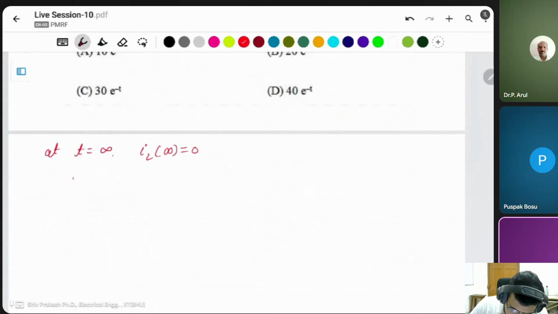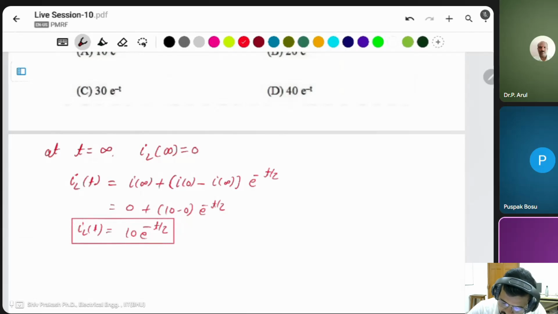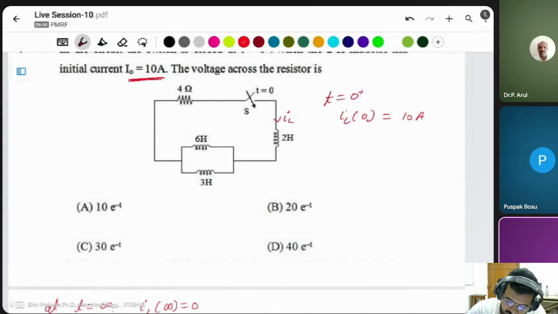Then what is the current? IL is equal to I infinity plus I0 minus I infinity into e to the power of minus t by tau. I infinity is 0, initial is 10, minus 0, e to the power of minus t by tau. This will be 10 e to the power of minus t by tau. But we have to find the tau. Tau is L equivalent divided by R. There is a single resistance, but there are 3 inductors. Then how can you find the equivalent?